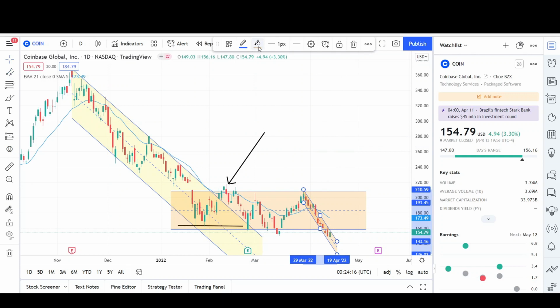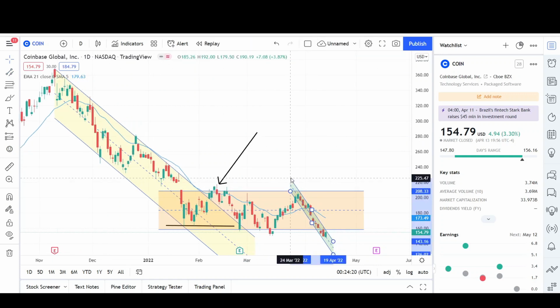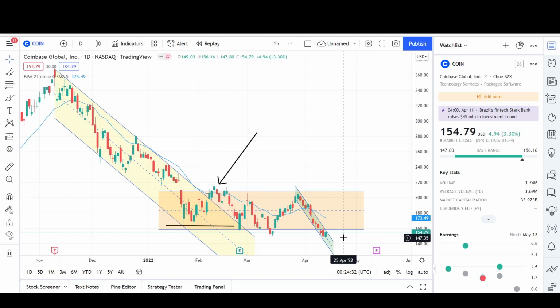We are inside of a micro channel working lower. You can see that there's this green micro channel working lower. So we have not had a break outside of this pattern either. Even if we do get a break outside of this pattern, there's still a strong possibility to retest this low. The all-time low for Coinbase is right at that 147.80, and there's still a possibility to go back down to that level and even exceed it.